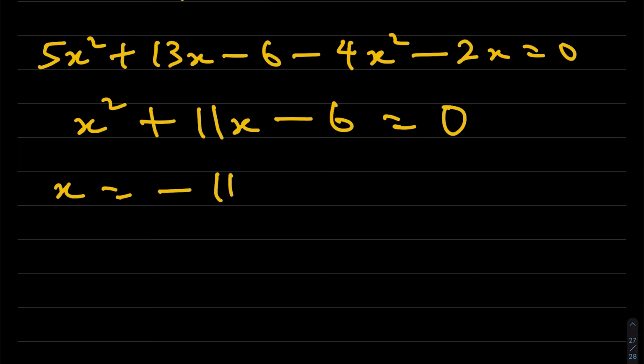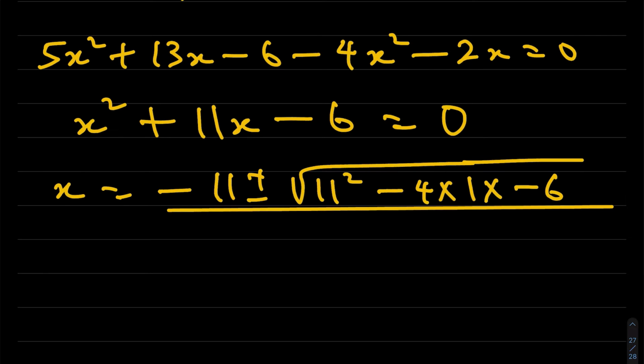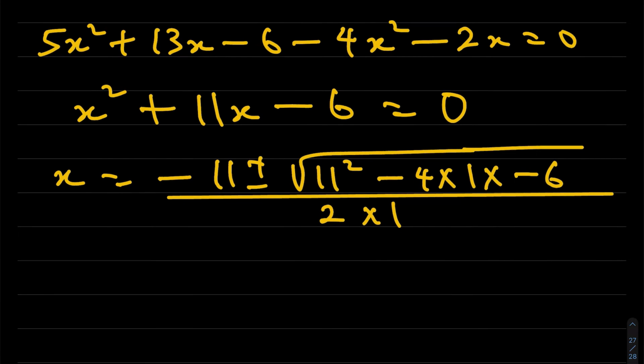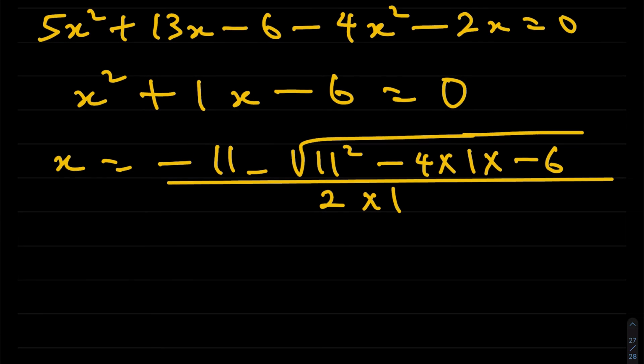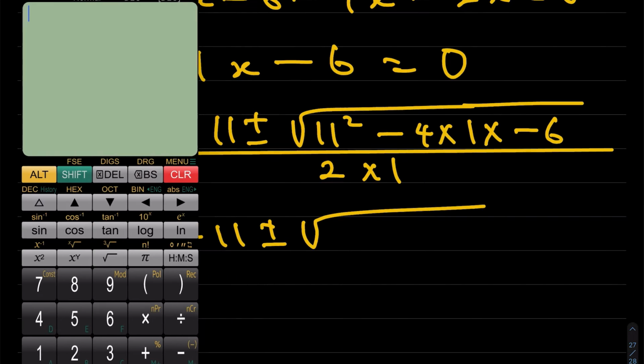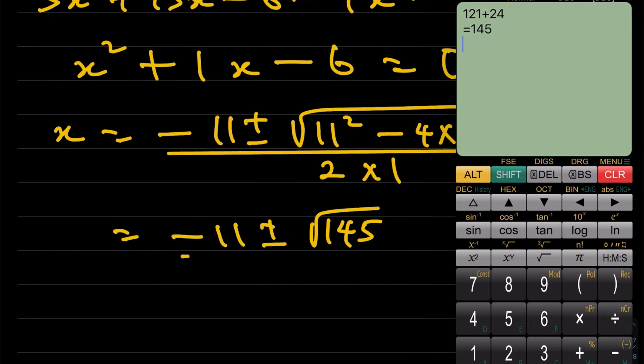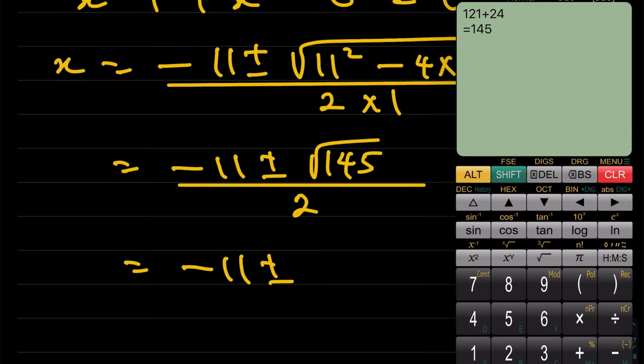X equals minus b, which is minus 11 plus or minus root b squared, which is 11 squared minus 4ac, that's minus 4 times 1 times minus 6, all over 2a, which means 2 times 1. By the way, a is 1, b is 11, and c is minus 6. So if you use the formula method, this is what you're going to get, and that's equal to minus 11 plus or minus root 11 squared, which is 121. Let's get on our calculator. 121 minus 4 times 1 times minus 6 is plus 24. So we have 121 plus 24, and that's 145. So that's the square root of 145 all over 2.